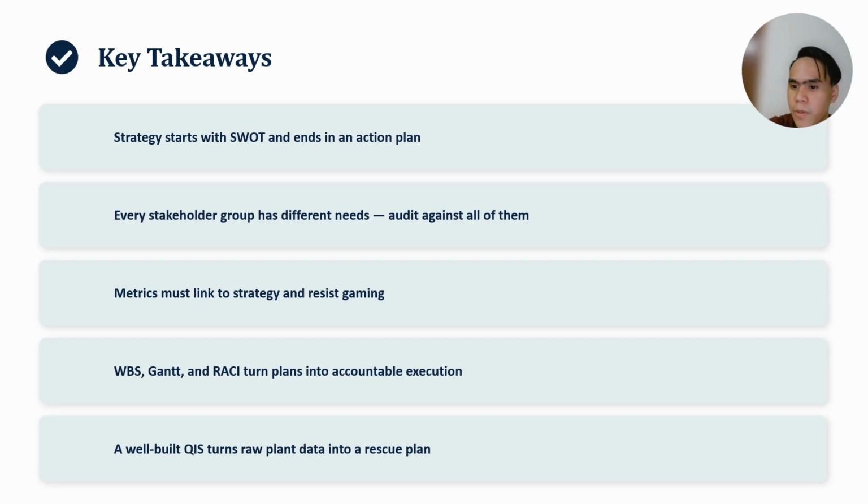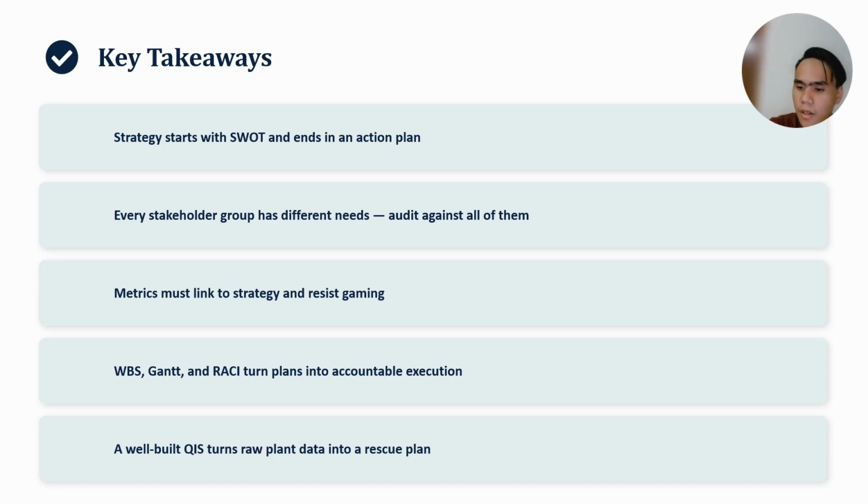Okay, so let's bring the whole chapter together with five closing points, and I'll expand verbally. First, strategy starts with SWOT and ends in an action plan. Everything in between, the 10 effectiveness tests, SMART goals, and the cascade from strategy to goals to objectives to functional objectives, exists purely to make sure that the broad aspiration of strategy actually turns into something a specific person will do by a specific day.